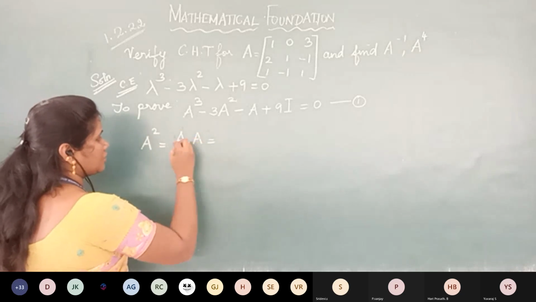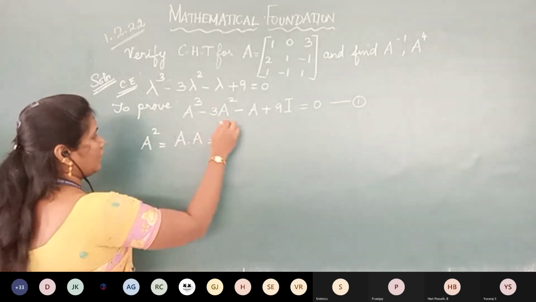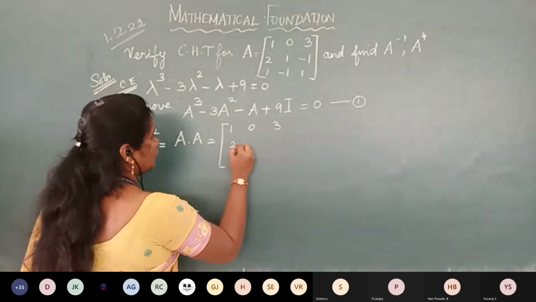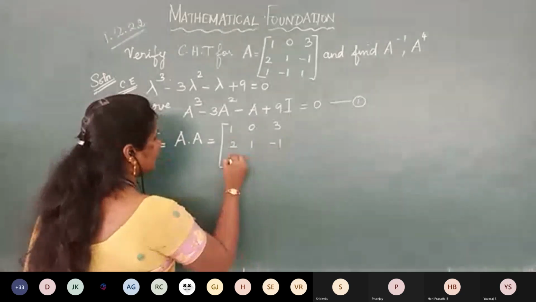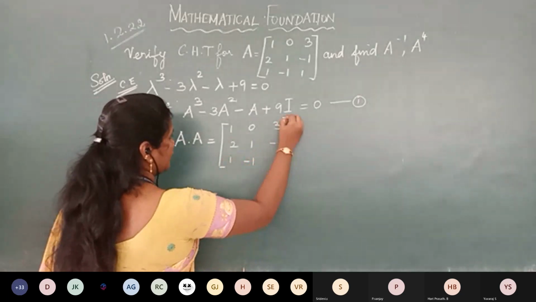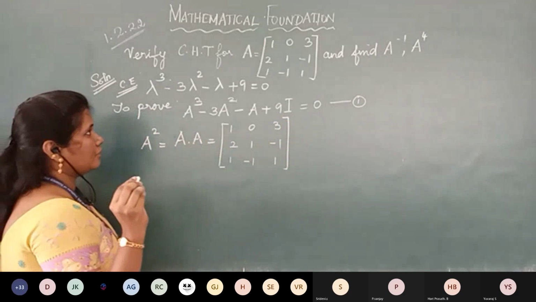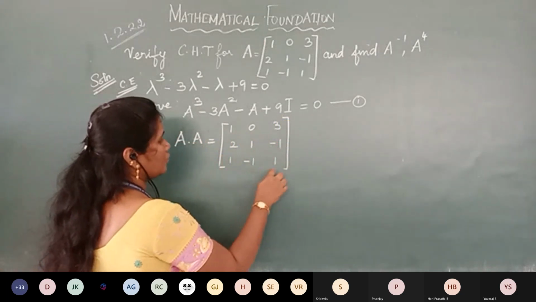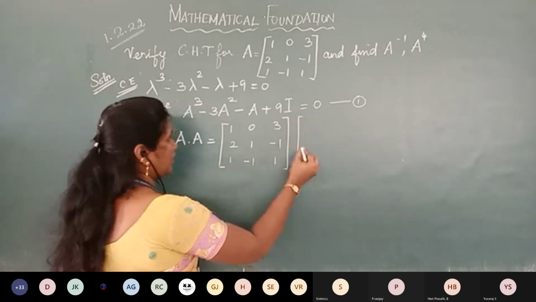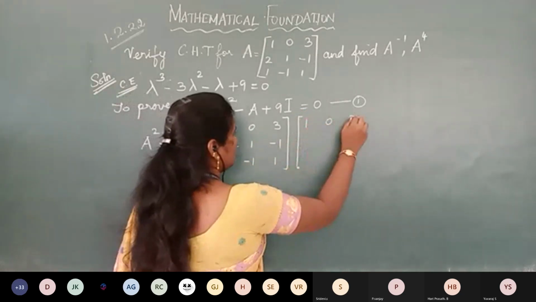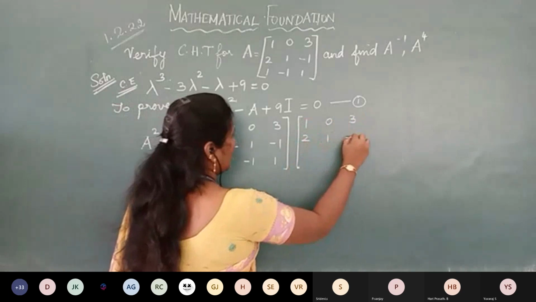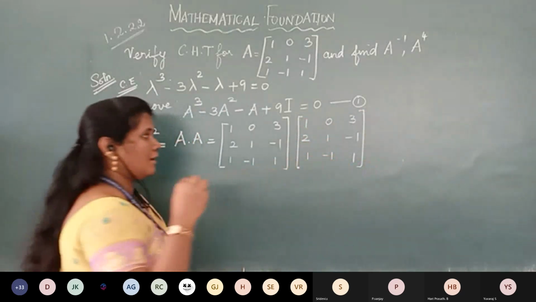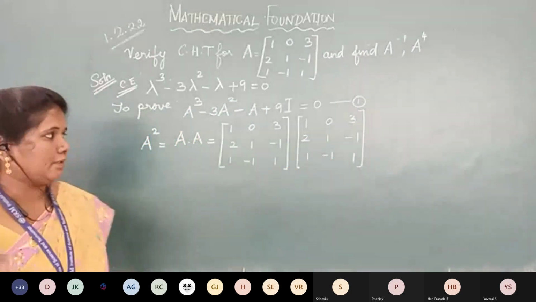So first you will find out A square. That is A dot A. So multiply 1, 0, 3, 2, 1, minus 1, 1, minus 1, 1. When you're writing your values, be very careful. It is 1 0 3, 2 1 minus 1, 1 minus 1 1. Again, multiply it with another matrix 1 0 3, 2 1 minus 1, 1 minus 1 1. Now you'll have to multiply it.